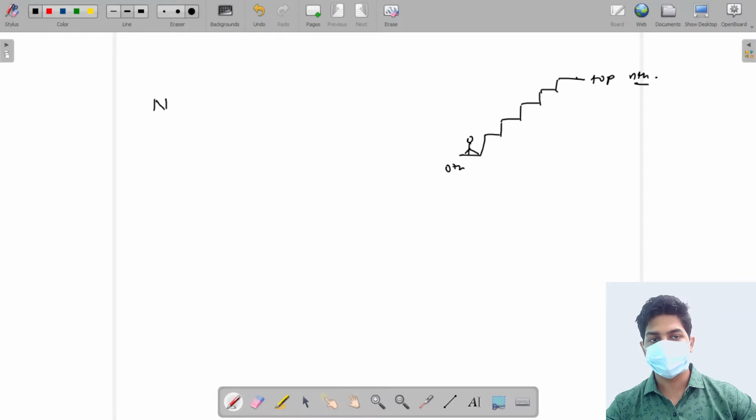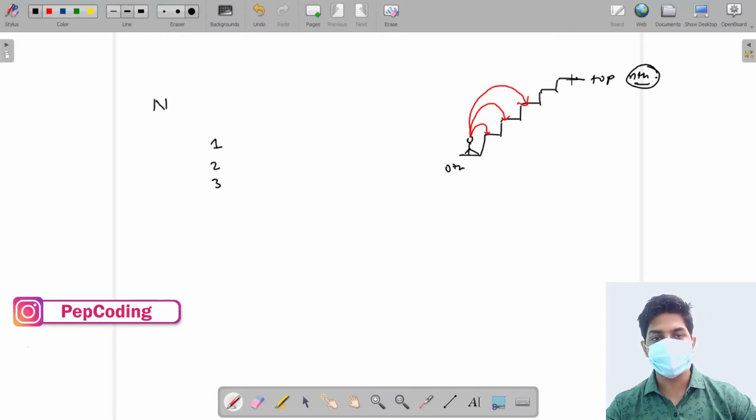We have to reach this point, and we are allowed to make jumps. We can take a jump of 1 unit, 2 units, and 3 units. So if we are standing here, then on taking a jump of 1 unit we will reach over here. On taking a jump of 2 units we will reach here, and on taking a jump of 3 units we will reach here. So we can take a jump of 1, 2, and 3 units, and we have to tell the number of different paths via which we can reach the top.